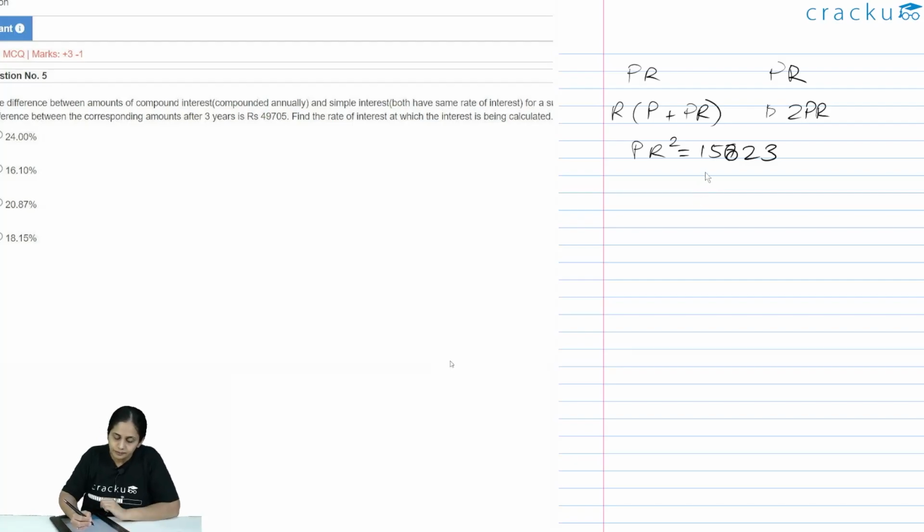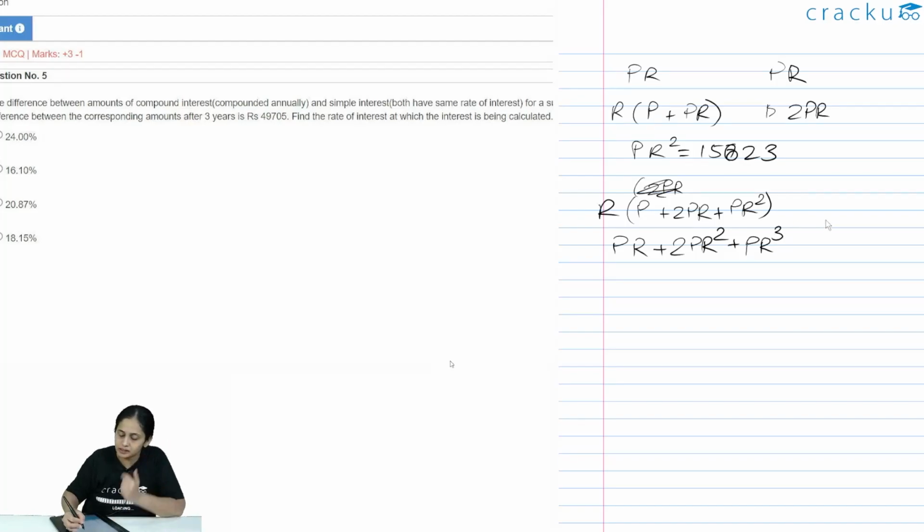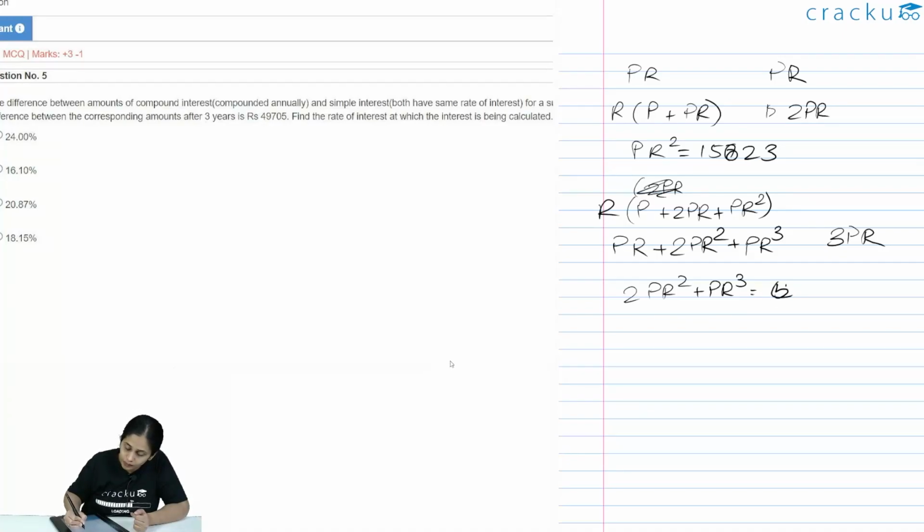15623. And for 3 years, this would be multiplied by R again, so that is P, 2PR. That would be P plus 2PR plus PR square into R. So this will be PR plus 2PR square plus PR cube. And this will be basically just 3PR. So this difference will be 2PR square plus PR cube, is equal to 49705. So PR cube is how much?